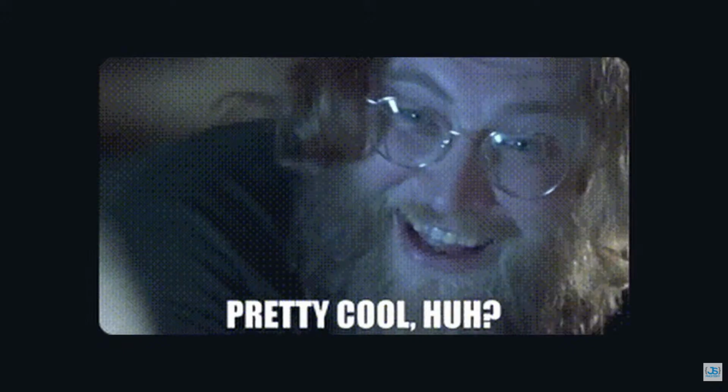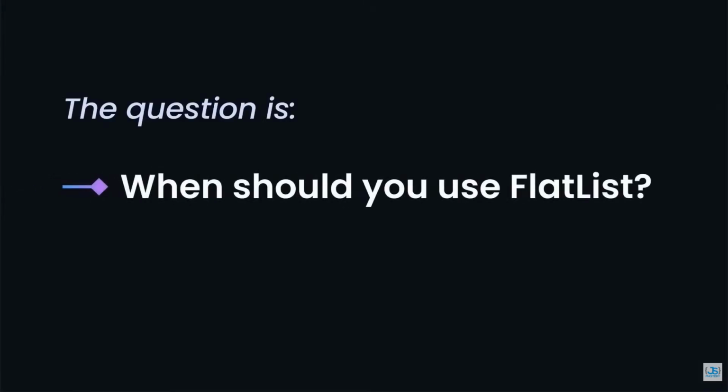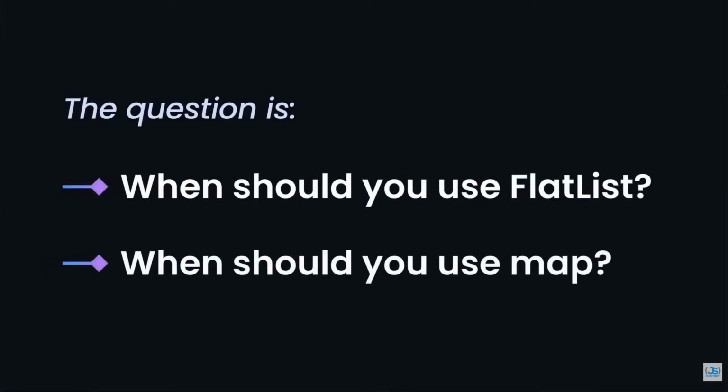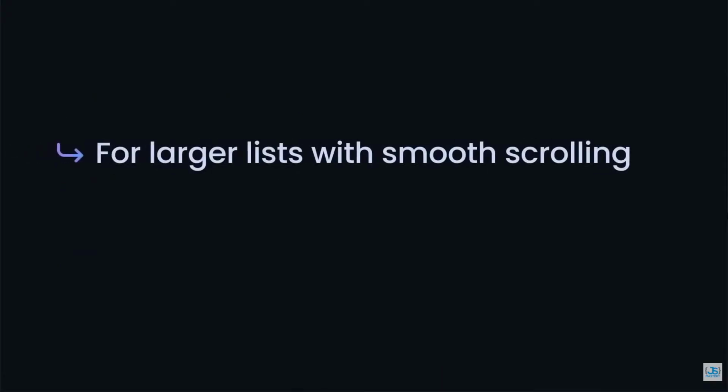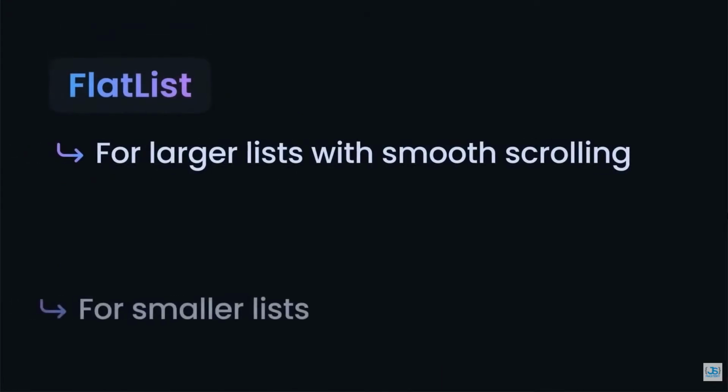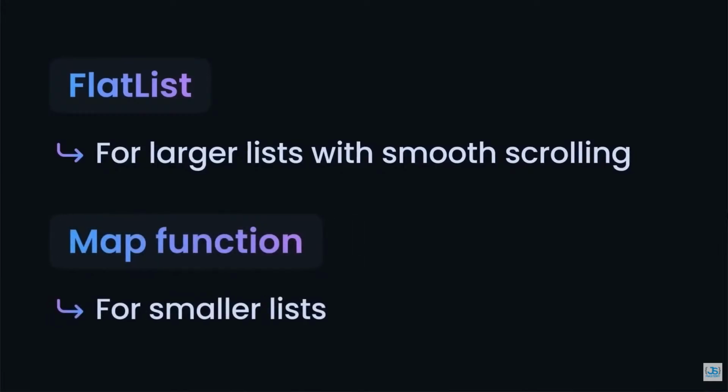Pretty cool, right? Now, when should you use a flat list, and when should you just map over the elements? Well, for larger lists where you want to have smooth scrolling, go for the flat list. While for the smaller lists, the map function will do the job.